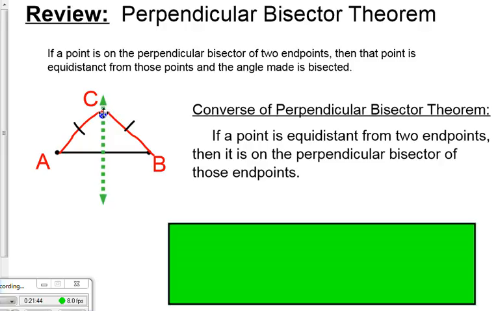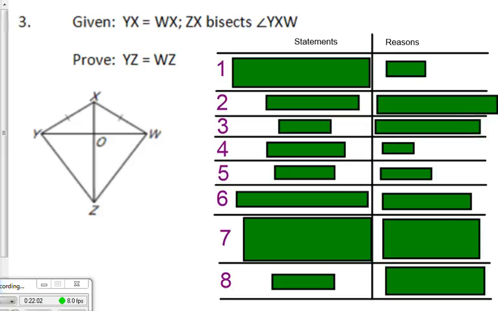Okay? If you can draw a line straight down and make it perpendicular, that line is the perpendicular bisector. As long as this and this are the exact same length, then C is going to be somewhere on the perpendicular bisector of AB. We're going to need to use that information in this next proof here.